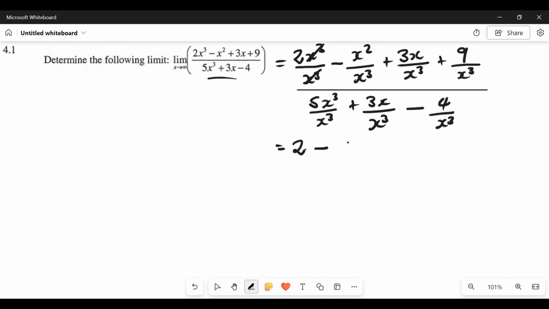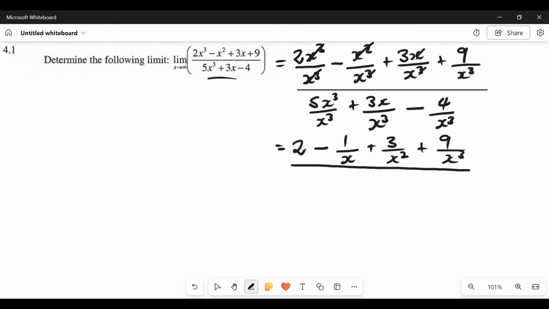And then the second term on the numerator, we have x to the power of 2 divided by x to the power of 3. So here we're going to be left with 1 over x. And then we look at the third term on the numerator, this x, and then here we're going to be left with x to the power of 2. So we're going to have 3 divided by x to the power of 2. The last term of the numerator, there's nothing we can do there. We're just going to write it as it is, 9 over x to the power of 3.